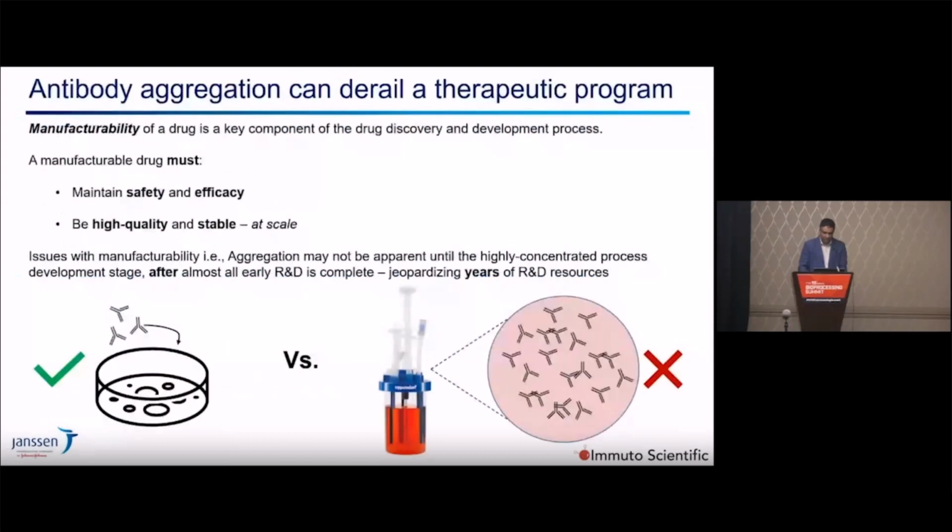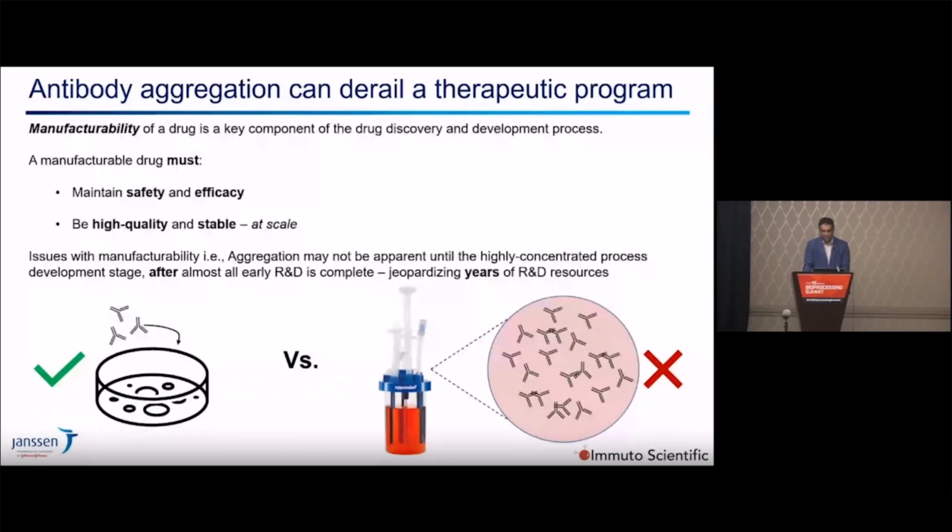So first, to give a general introduction, manufacturability of a drug is a key component of the drug discovery and development process. As we know, manufacturable drugs must maintain safety, efficacy, and they have to be of high quality and stable at scale. So issues with manufacturability, such as aggregation, may not be apparent until they are highly concentrated during the process development stage, after all of the R&D has been completed.